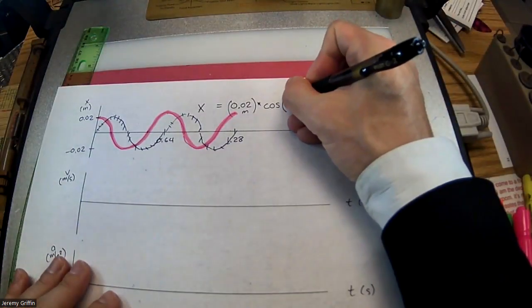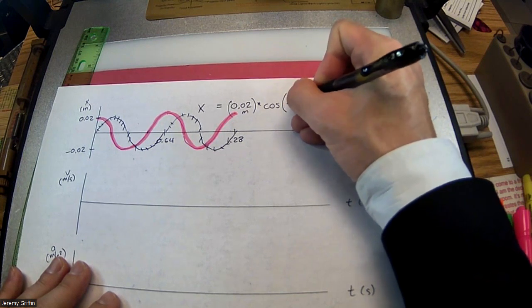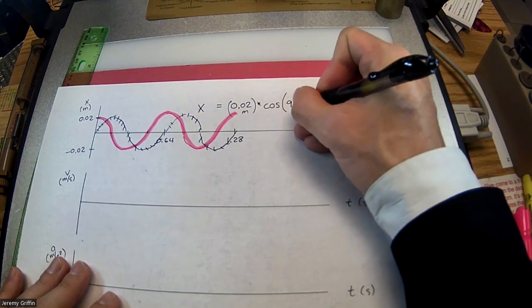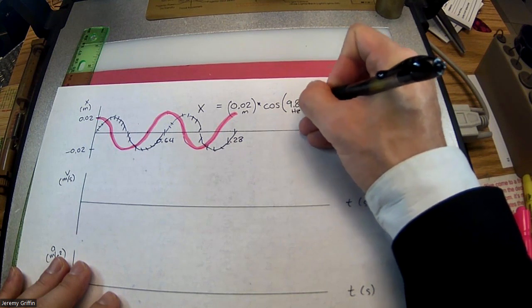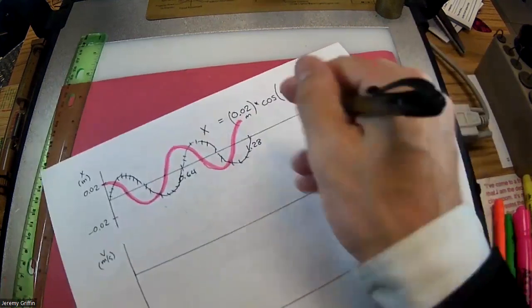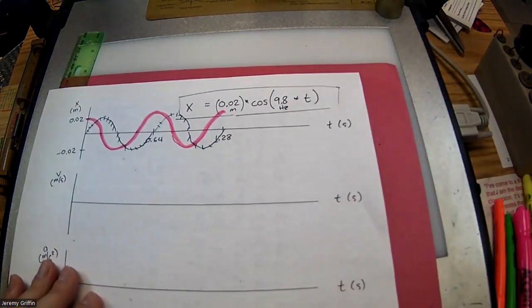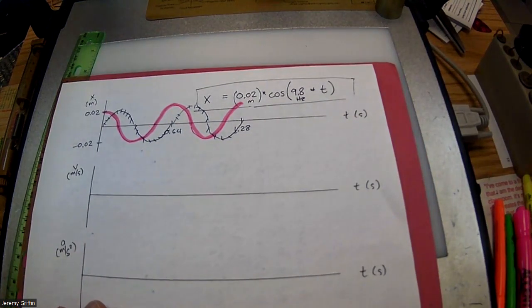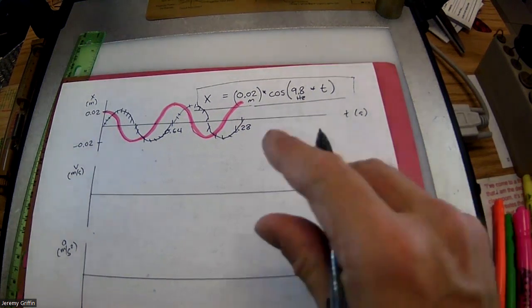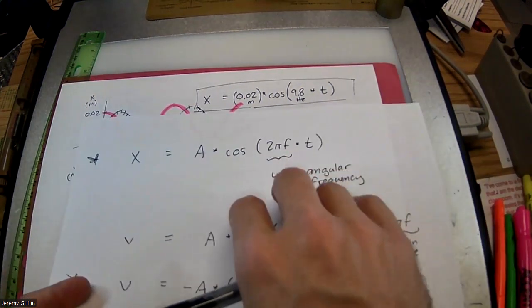So that'd be right here. So 9.8, and that would be hertz multiplied by the amount of time that's passed. There we go. All right, so that's this one right here.